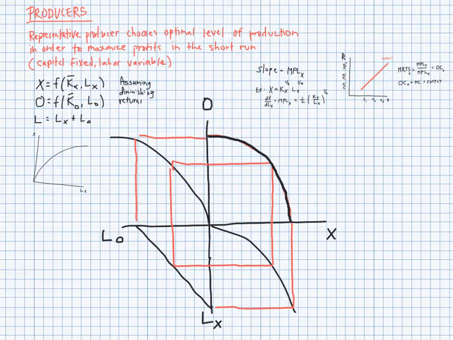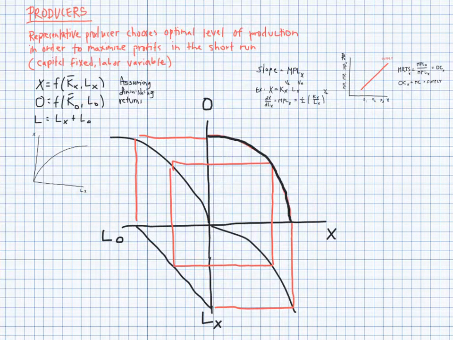So here we have the production function for the X, and then we had the production function for O here. Again, two production functions that show diminishing returns. Then we have our labor constraint, because the workers will work in one of these two industries, and if they leave the O industry, they will go into the X industry and vice versa.